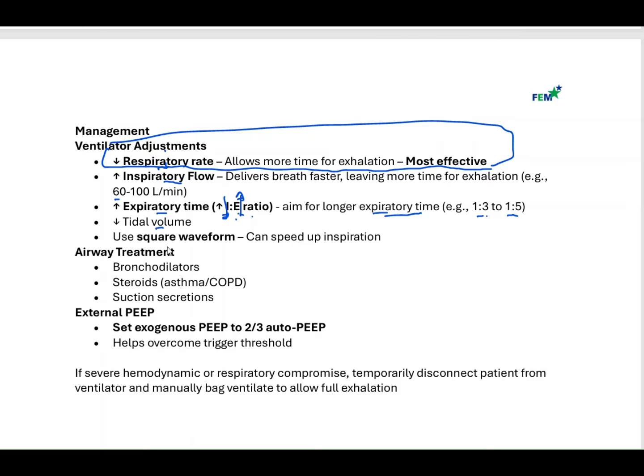You can also decrease the tidal volume, and then lastly, you can use a square waveform. By using a square waveform, that could speed up the inspiration.